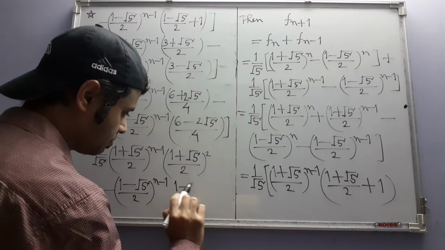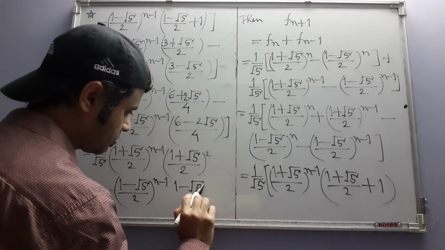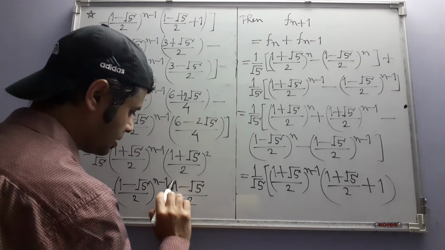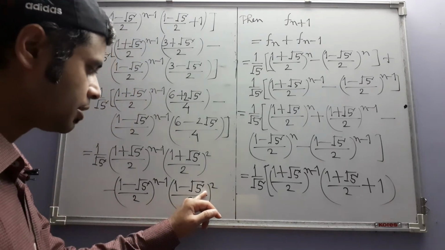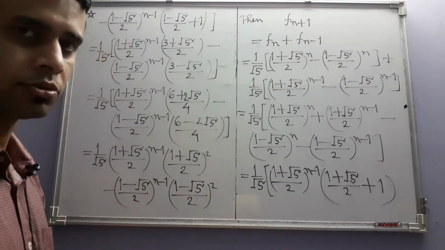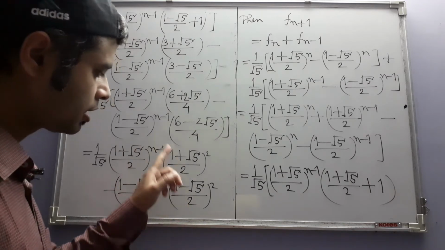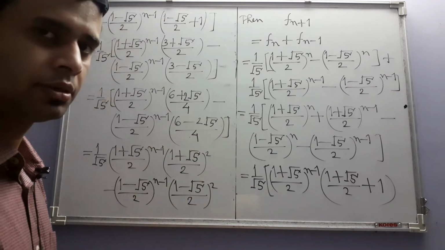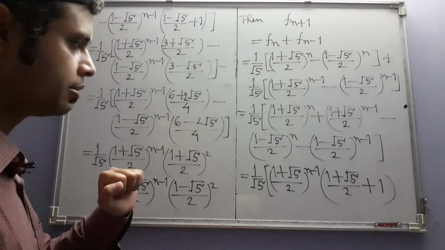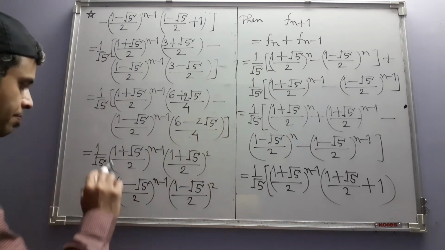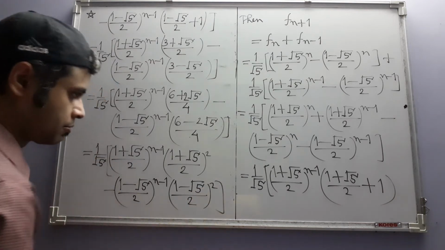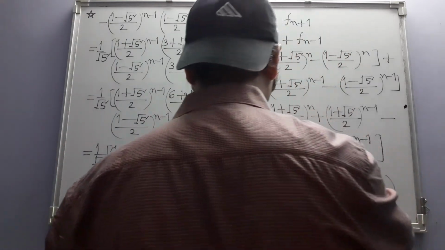This one is 1 minus square root of 5 divided by 2 whole square. Note that expanding the numerator, we will get minus 2 root 5, but we will get 1 square plus root 5 square. So here also we are getting 6. The minus term is with this one. So we are now almost there.